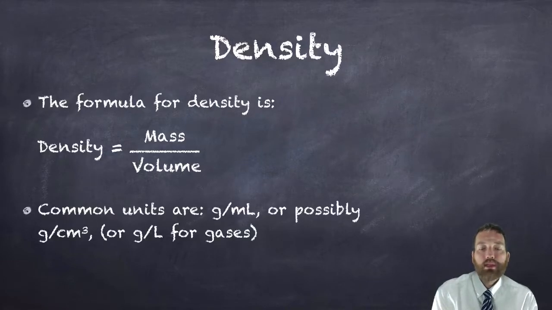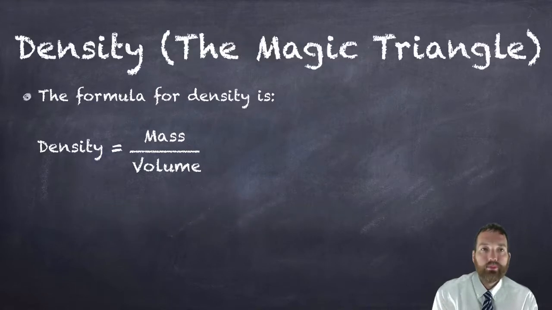The common units that we use for density in chemistry are grams per milliliter. This is a derived unit by taking mass measured in grams and dividing it by a unit of volume, like milliliter, and you get grams per milliliter. Sometimes it's in grams per cubic centimeter, and in gases it's always in grams per liter.